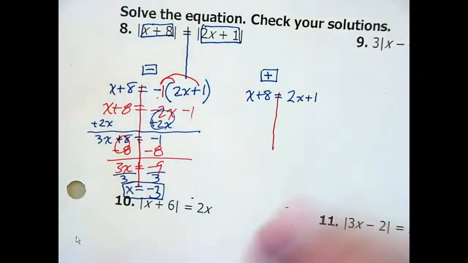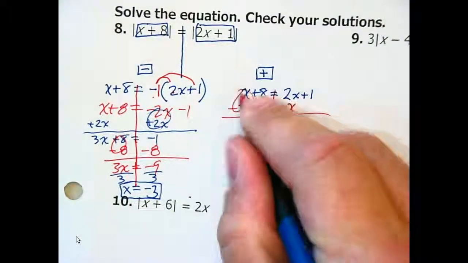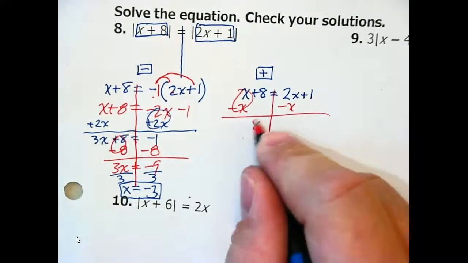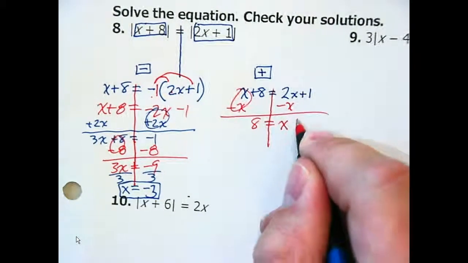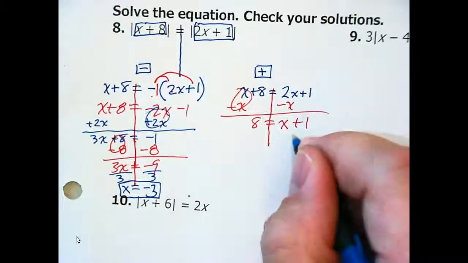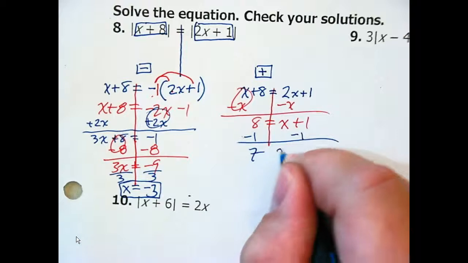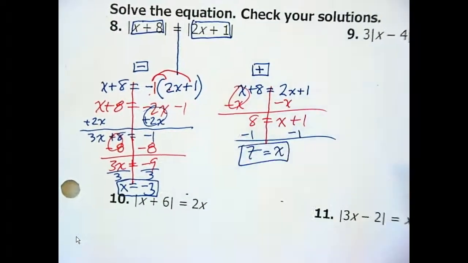You can minus the x. Subtract x on both sides. Collect your variables on the same side, yeah. Next step. Subtract 1 on both sides. Subtract 1. X would equal 7. X equals 7. There we got it.